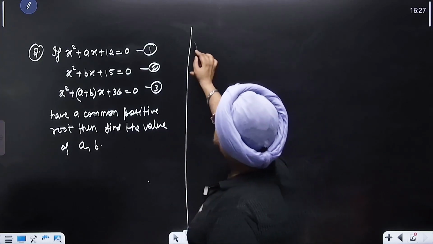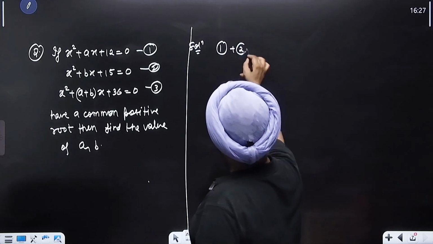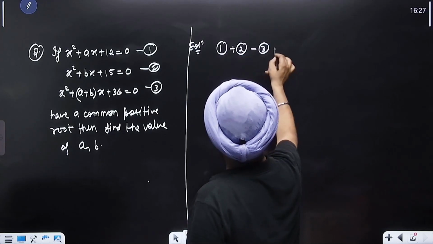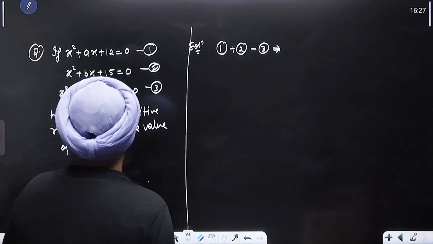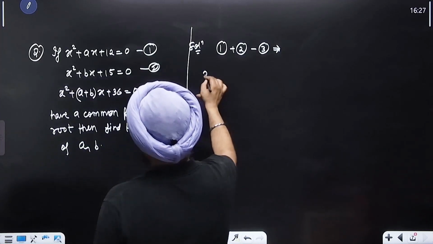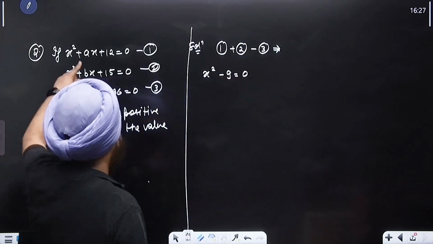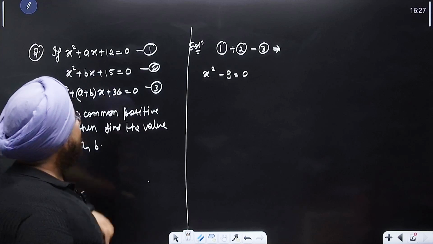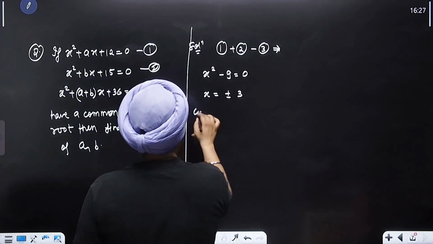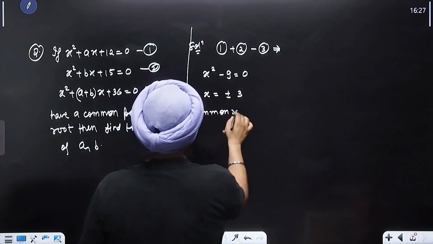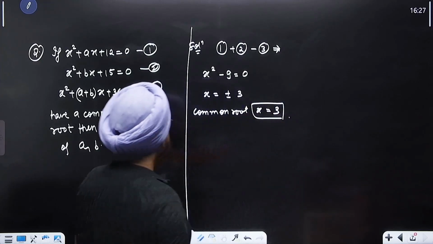So what we can do, we can add 1 and 2 and then subtract the expression in 3 by 3. So equation 1 plus 2 minus 3 will give x square minus 9 is equal to 0. A and b will be cancelled out and x square minus 9, x equal to plus minus 3. The common root is positive. So common root is x is equal to 3.